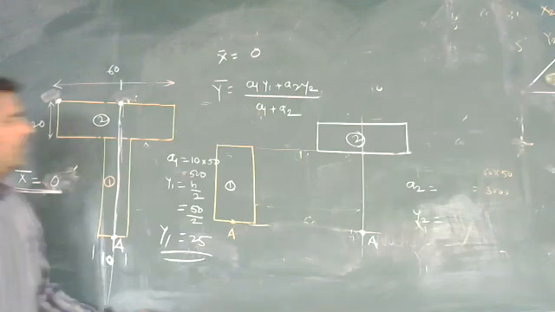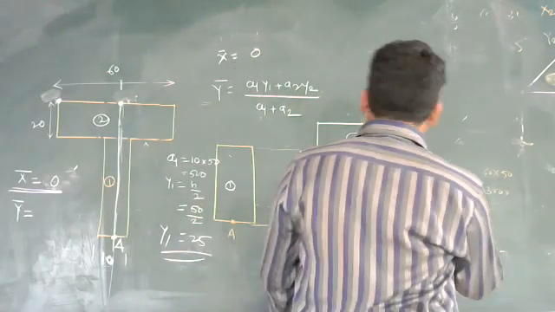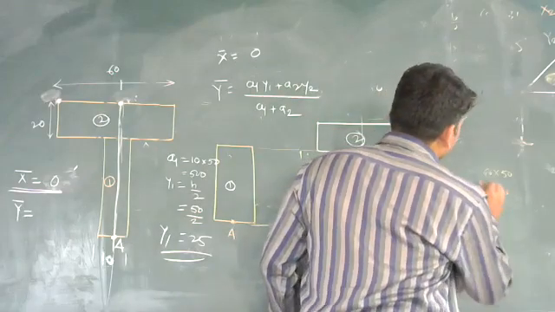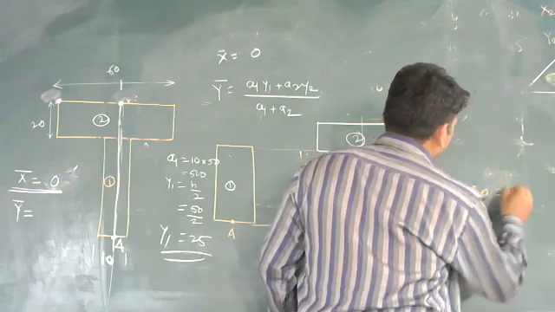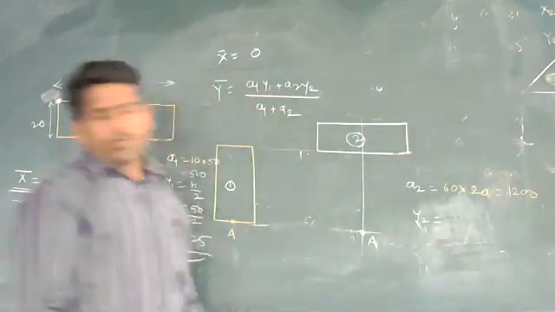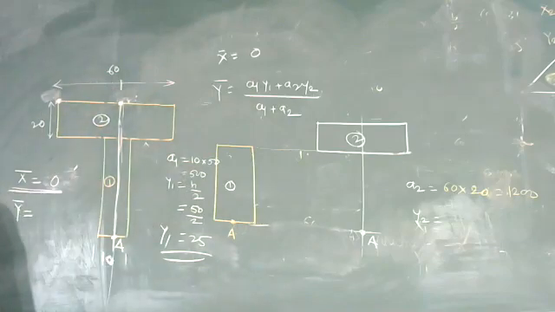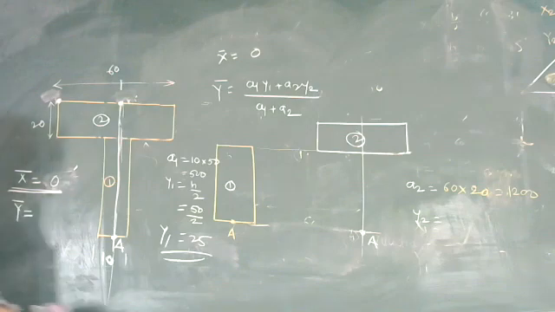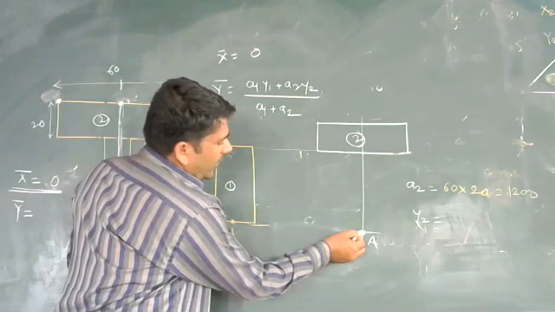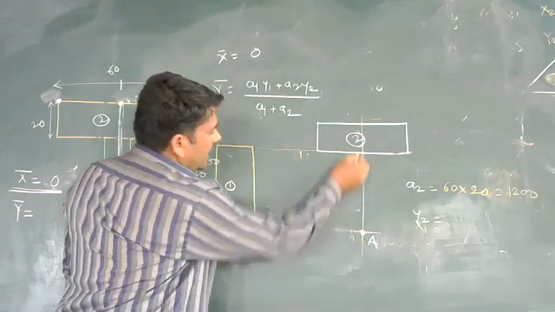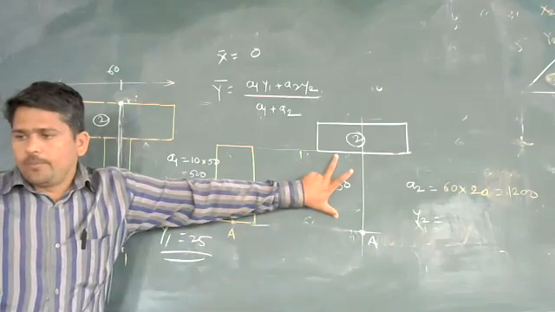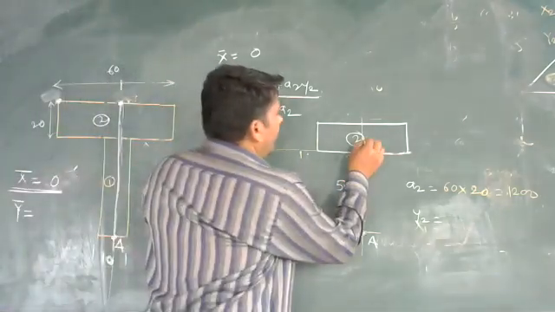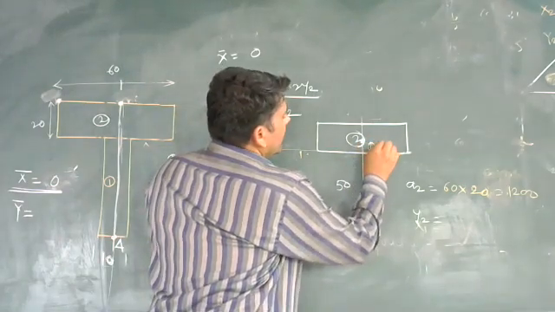Similarly, we are required to find out A2 here. A2 is 60 into 20. How much is it? 1200. And Y2 is how much? So who is going to tell this Y2 now? Y2 we are required to measure from location A, and this distance is 60 plus 50 plus this distance is h by 2.